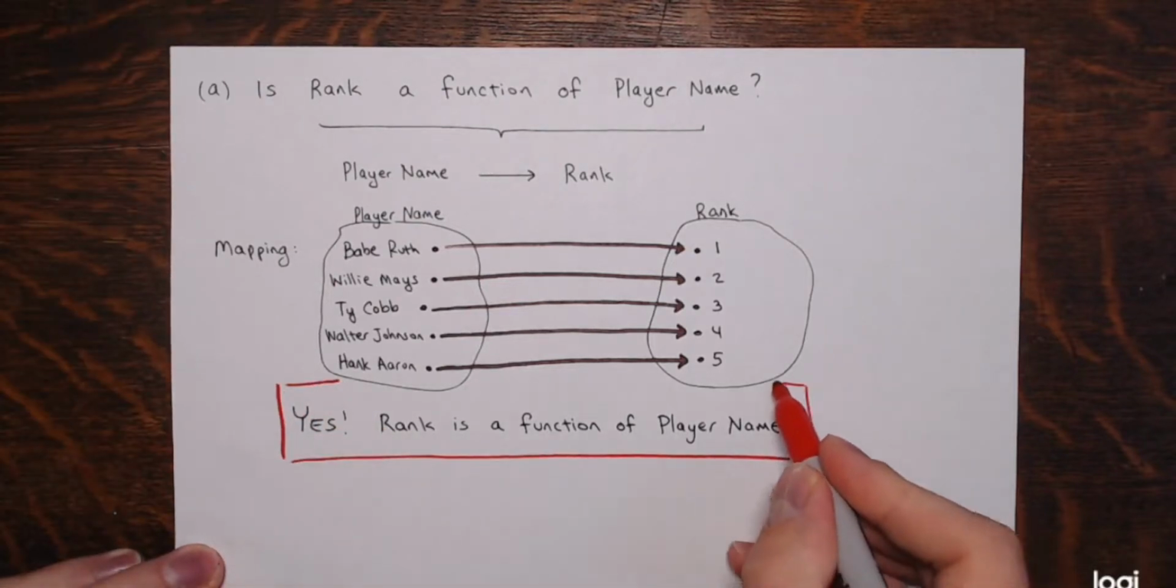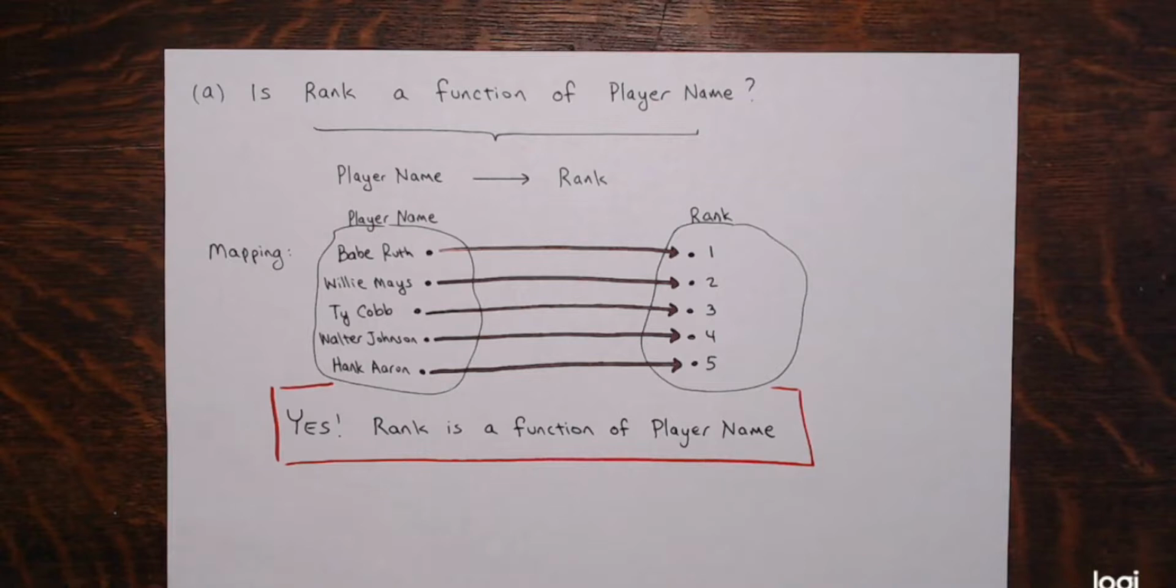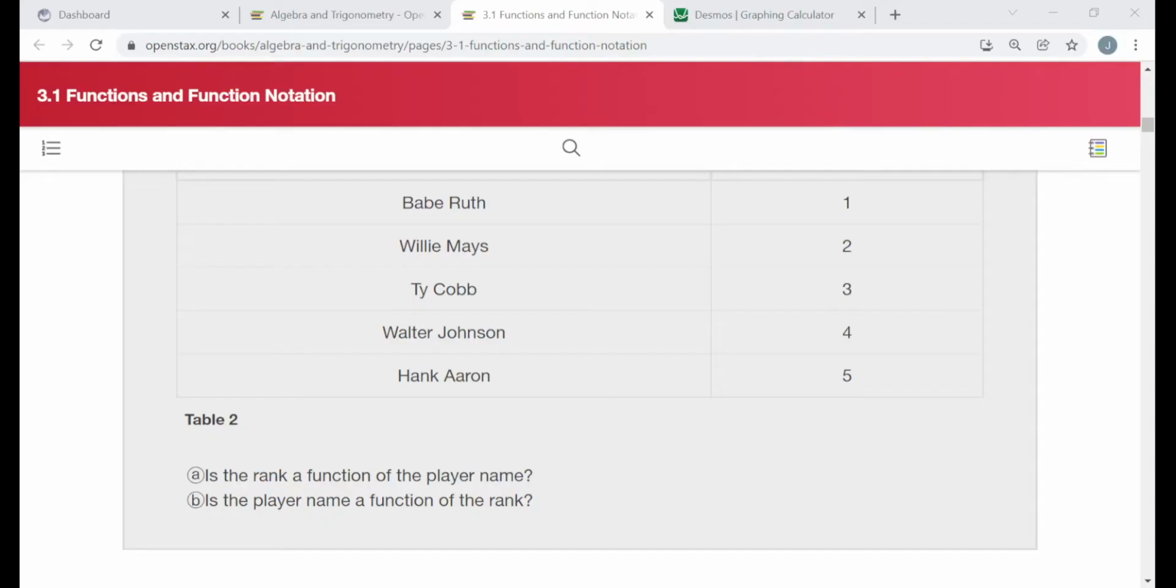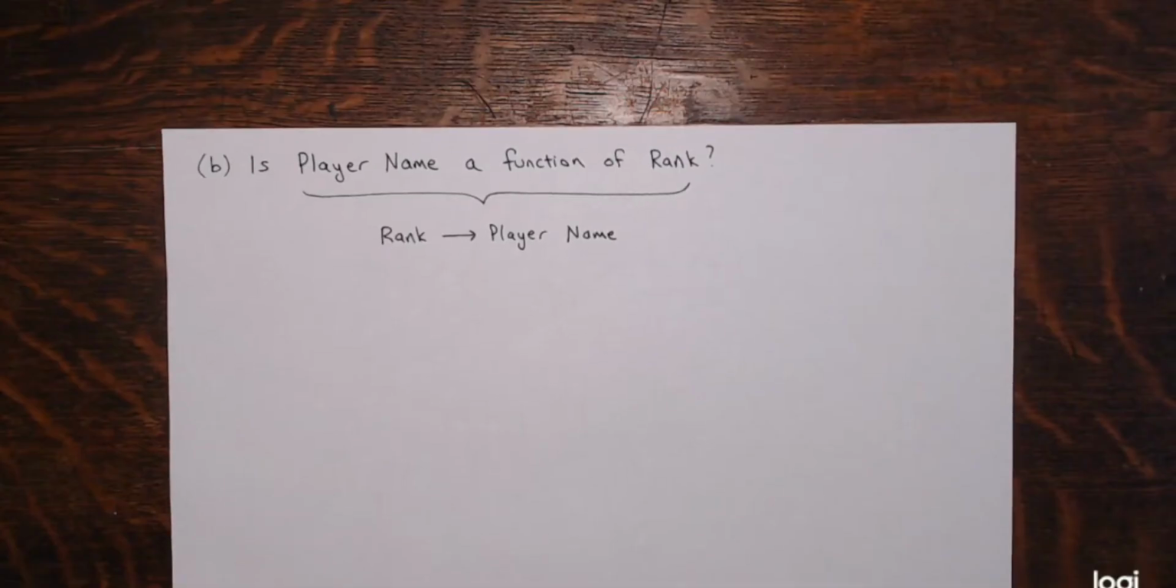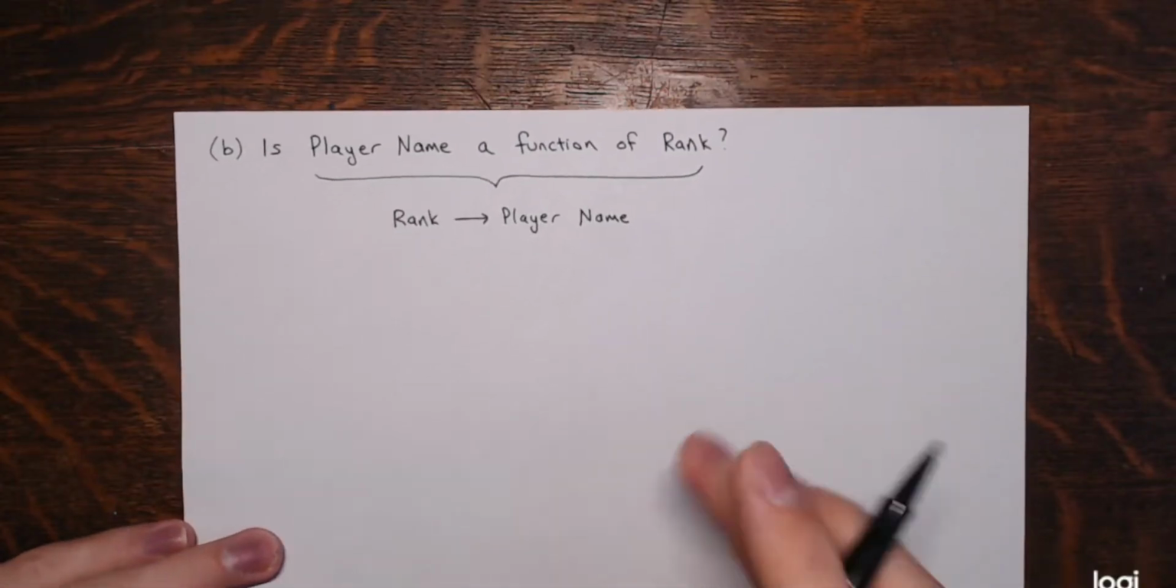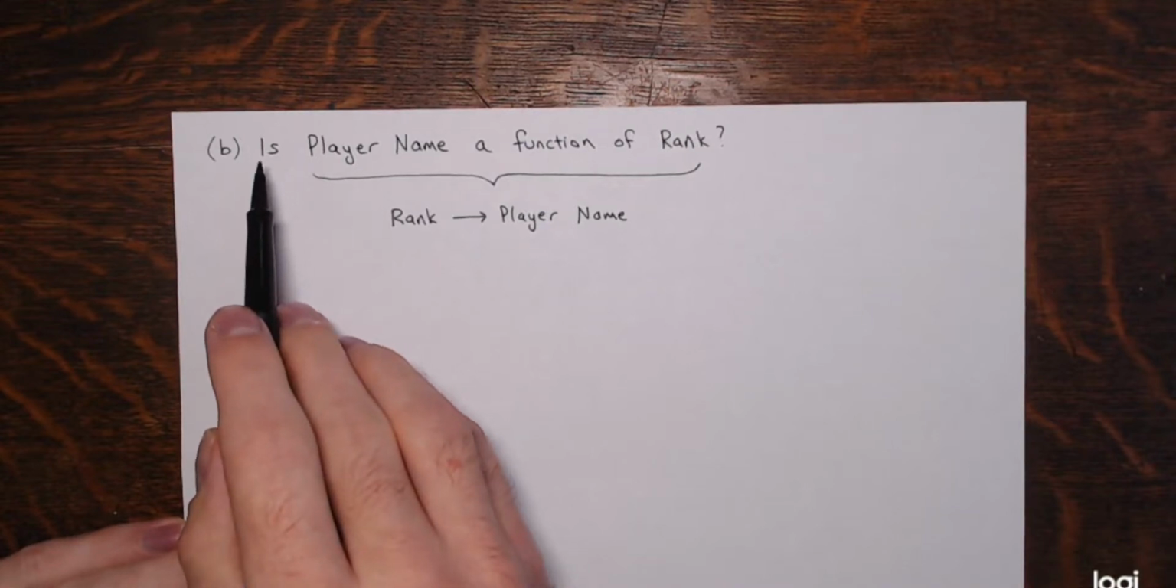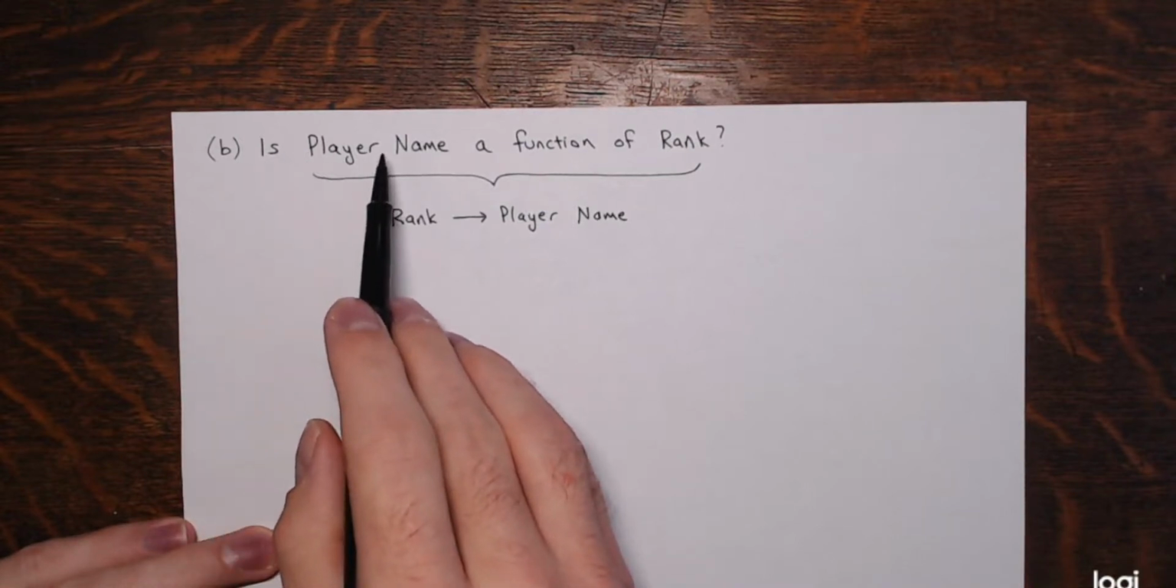All right. Now, part B, right? Part B of triad number 1 asks the other way around. Is the player name set a function of the rank? Right, so now the domain and range are switching here. All right, so I'll write this out again. Okay, so again, part B is player name a function of rank.